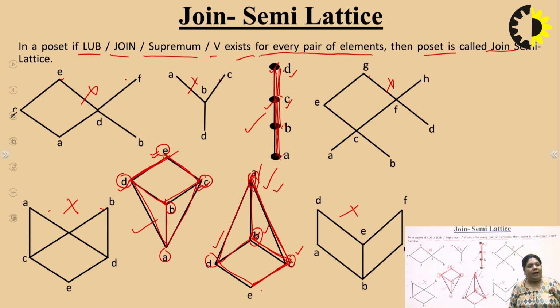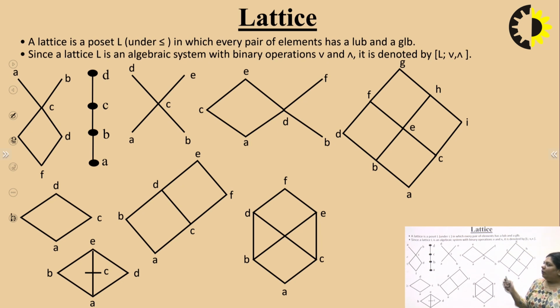So if we have a join for each existing pair of elements in a Hasse diagram, we can say that it will be a join semi-lattice. Now, the main thing is lattice. What is a lattice? A lattice is a combination of both a meet semi-lattice and a join semi-lattice.